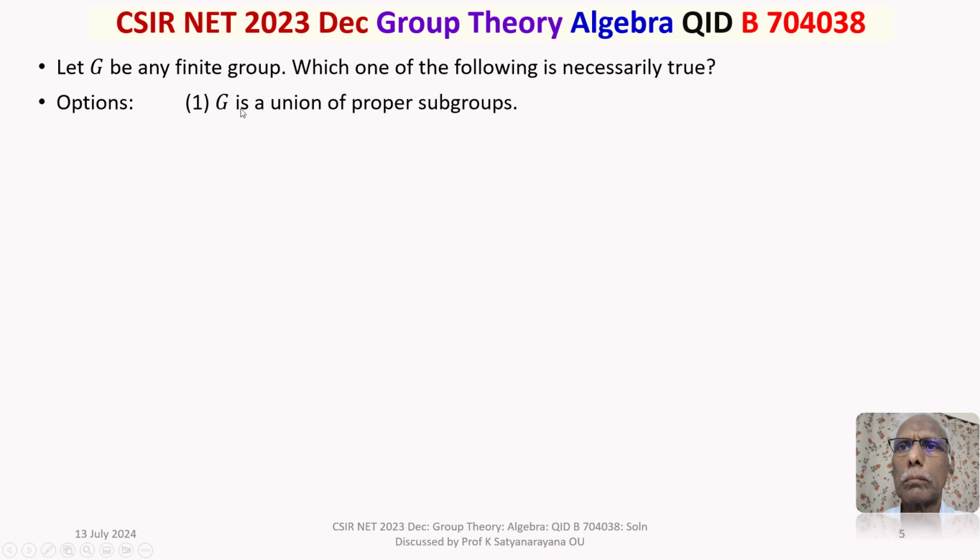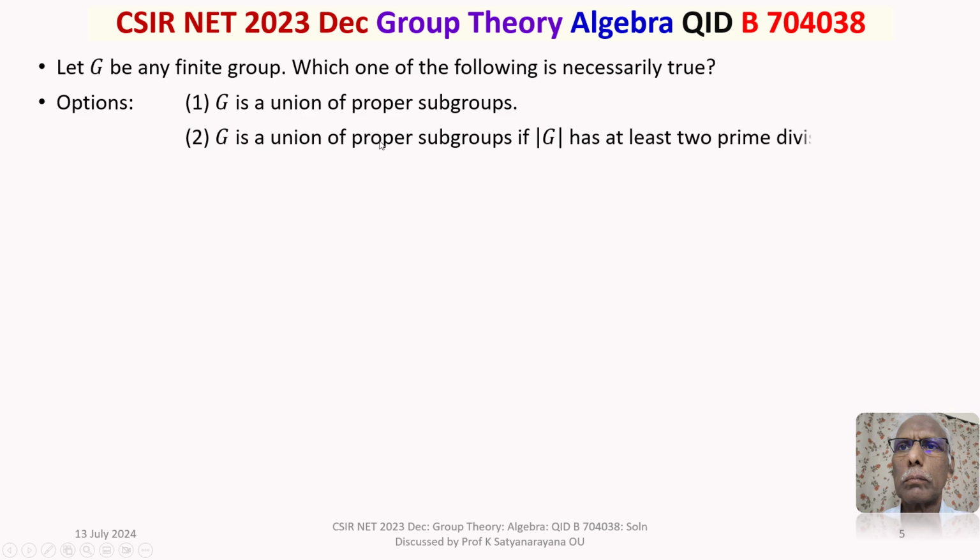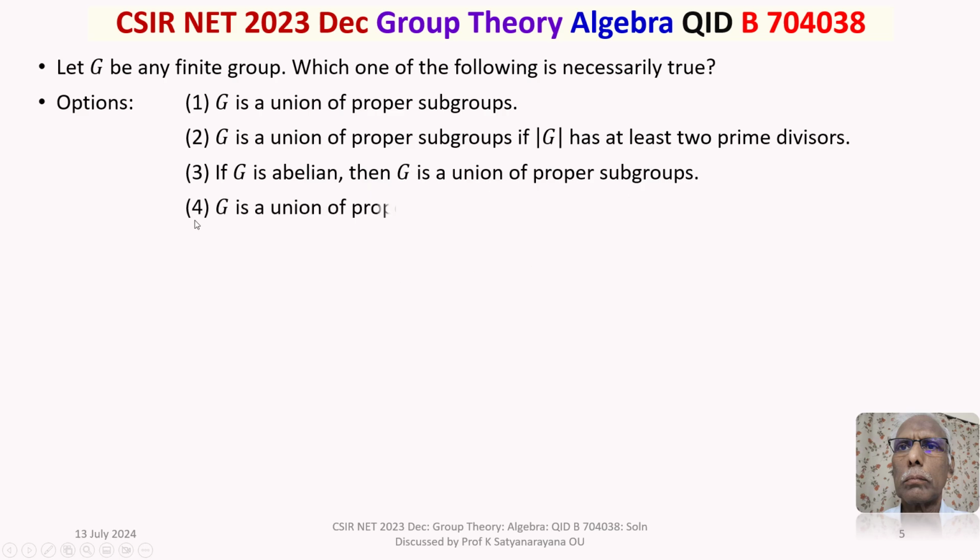Option 1. G is a union of proper subgroups. Option 2. G is a union of proper subgroups if order of G has at least 2 prime divisors. Option 3. If G is Abelian, then G is a union of proper subgroups. Option 4. G is a union of proper subgroups if and only if G is not cyclic.